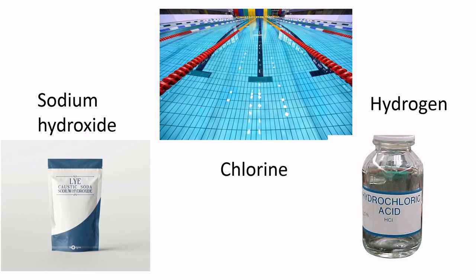Chlorine is used in swimming pools as a disinfectant. Hydrogen is used to make ammonia, and also in large-scale manufacture of hydrochloric acid, and sodium hydroxide is often used to make cleaning products.